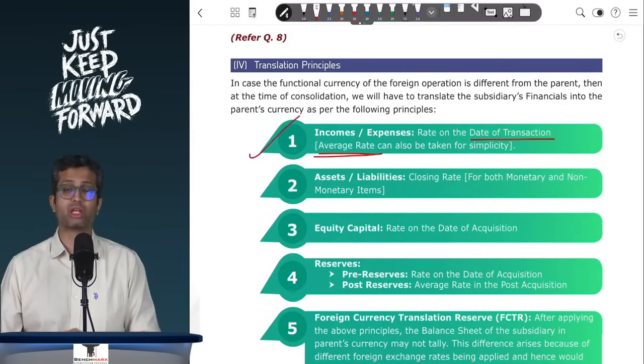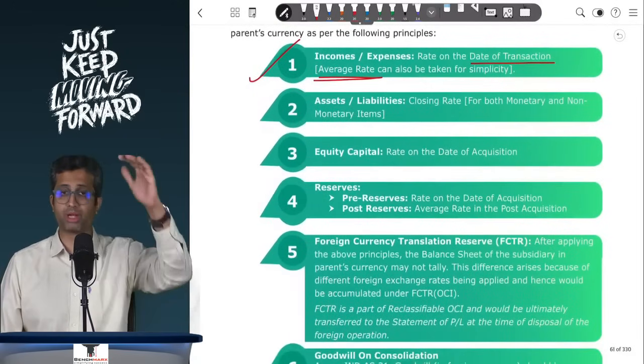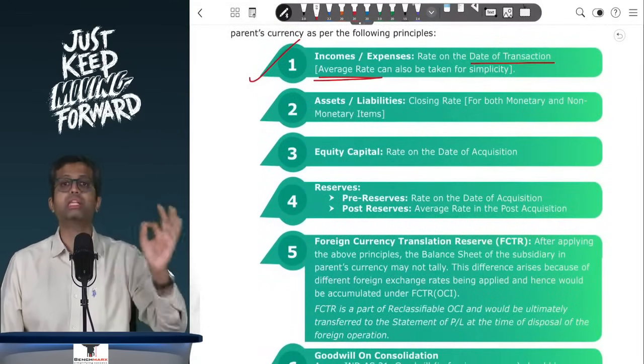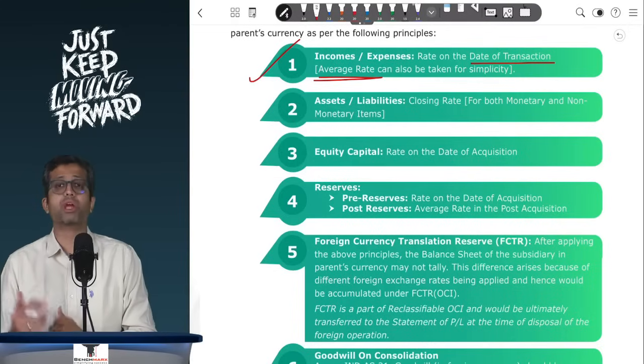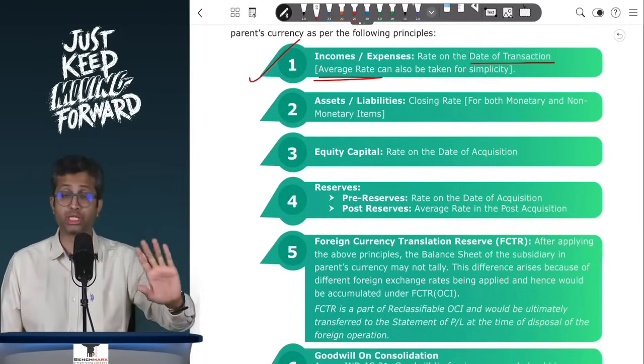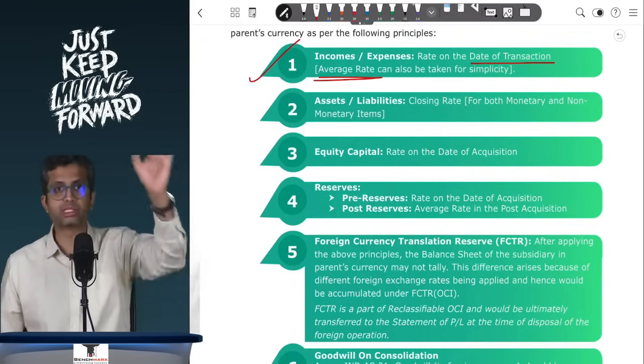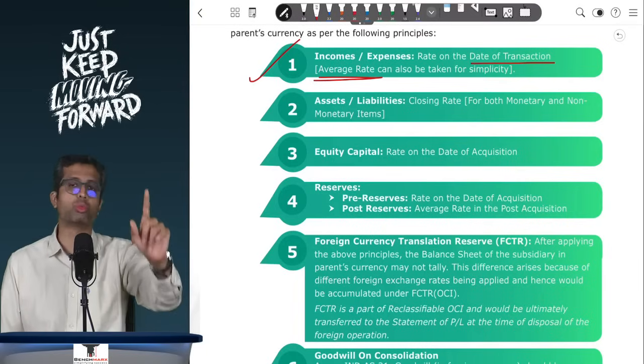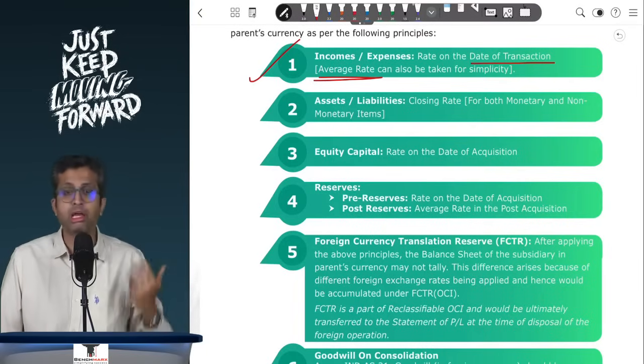However, when you look at converting assets and liabilities, let's say the foreign branch had various assets and liabilities, this will be converted at what rate? So they will be converted at the closing rate. Sir, monetary items you are aware at the closing rate, but even non-monetary, yes. This is something that you have to drill in your mind, that even the non-monetary items will be converted at the closing rate. Sir, why?